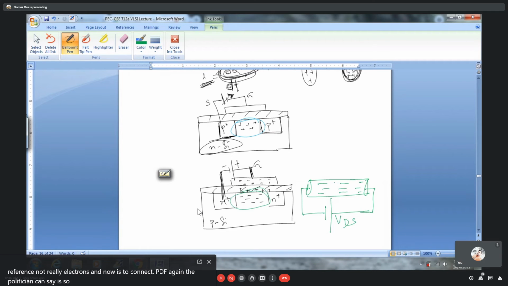So this will be the direction of the current ID. The direction of the current also changes, but the flow of electrons is in a reverse direction. So always the direction of current is opposite to the direction of flow of electrons. So electron flow is in a reverse direction. So this end is source and this end is drain. So source and drain considerations are remaining the same. This end is source and this end is drain.